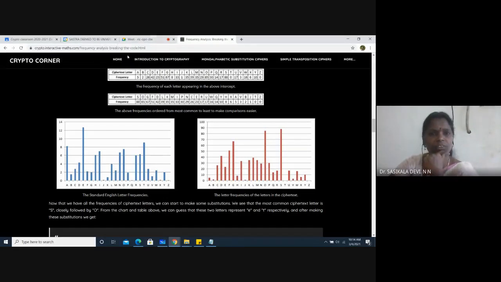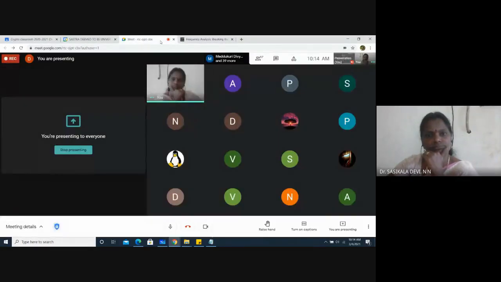Because this is important. An enhanced version of the frequency analysis attack is to be applied for polyalphabetic cipher. For polyalphabetic cipher, we will try it out as an example on the whiteboard. Okay, is it clear? Shall I proceed further?